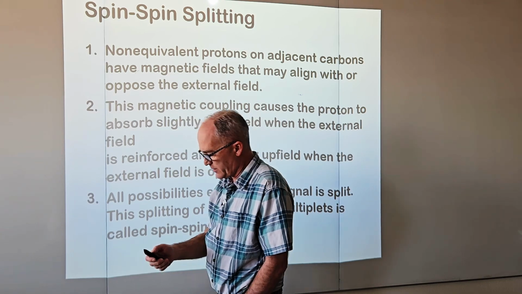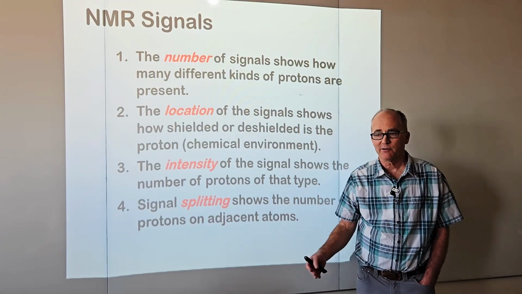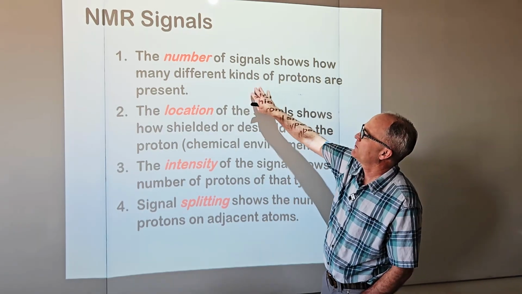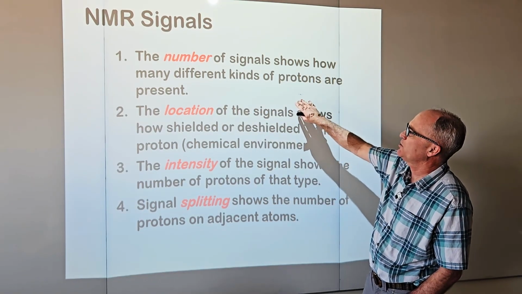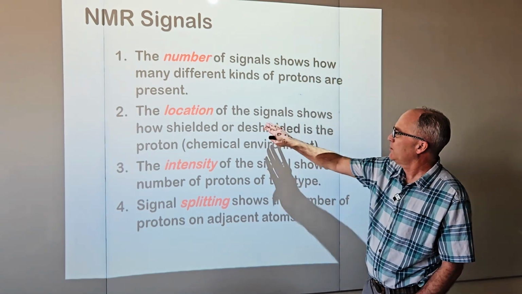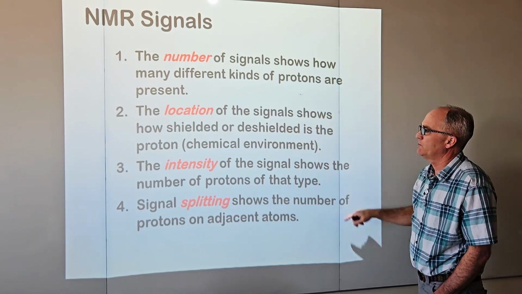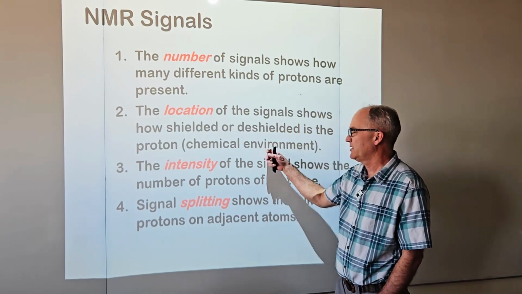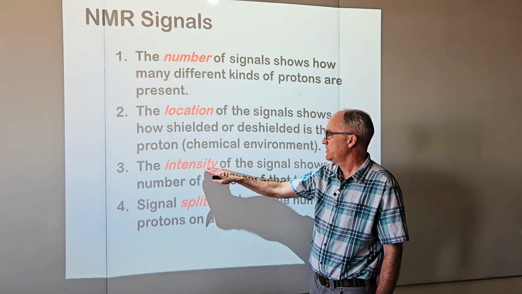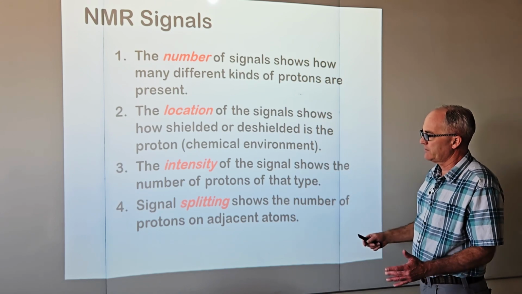So let's just see if I can go back quickly. With the NMR chapter, I can review this slide at the beginning of each lecture. This is what I first asked you. The number of signals shows how many different kinds of protons are present. The location shows how shielded or deshielded the proton is, gives us the chemical environment, and tells us an awful lot about the structure. The intensity of the signal shows the number of protons of that type.